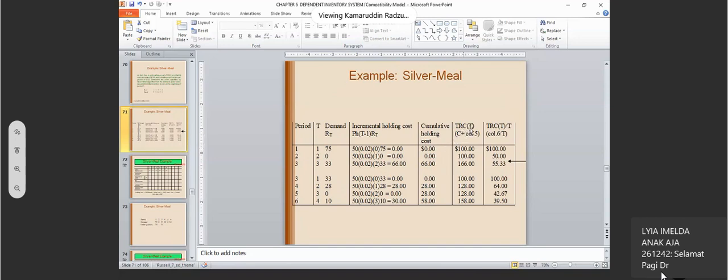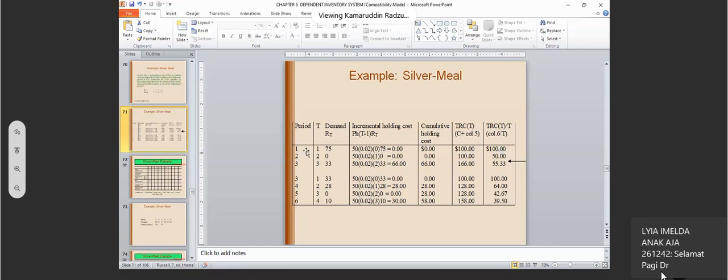And the TRC, the total relevant cost over the T period, is C plus the cumulative holding cost in column 5. So C here is 100, plus the holding cost of 0. In the last column, 100 divided by T, and T here is equal to 1. So 100 divided by 1, we have 100.